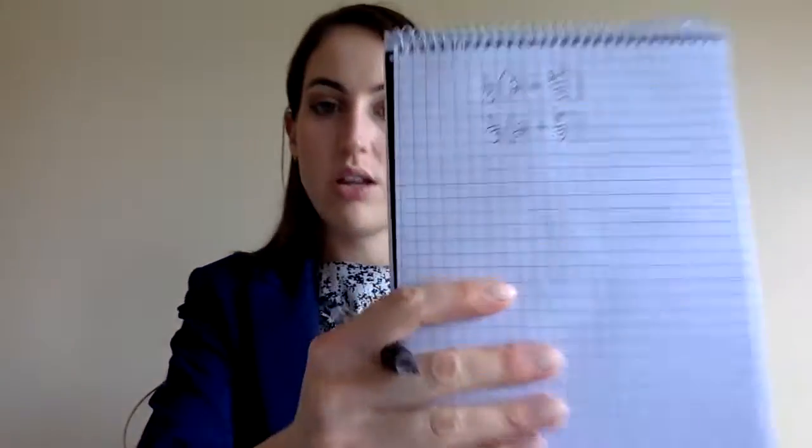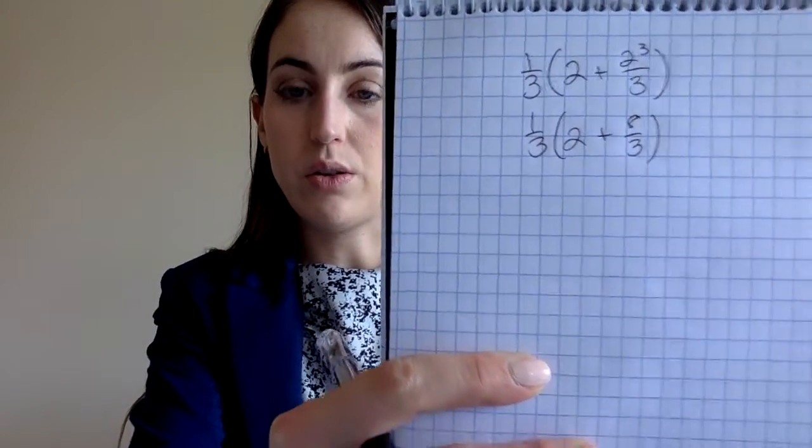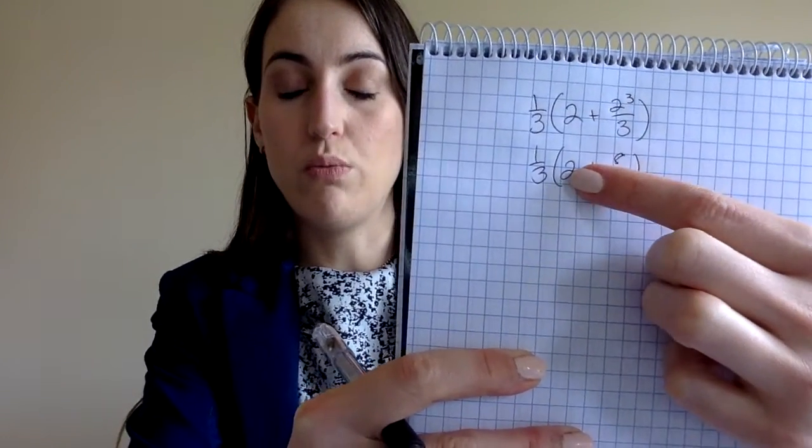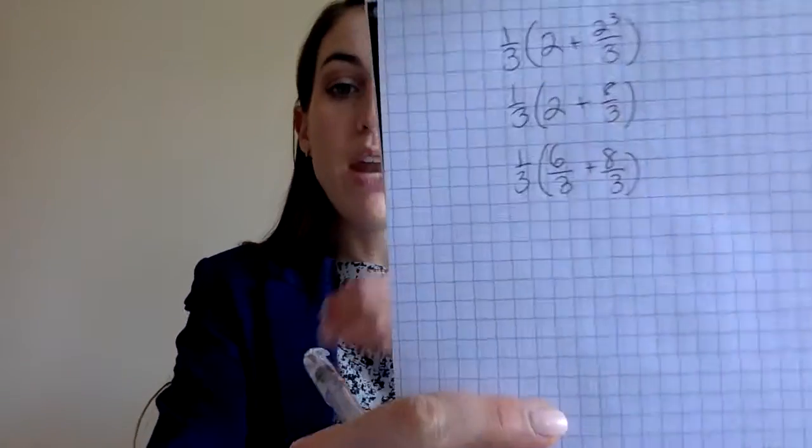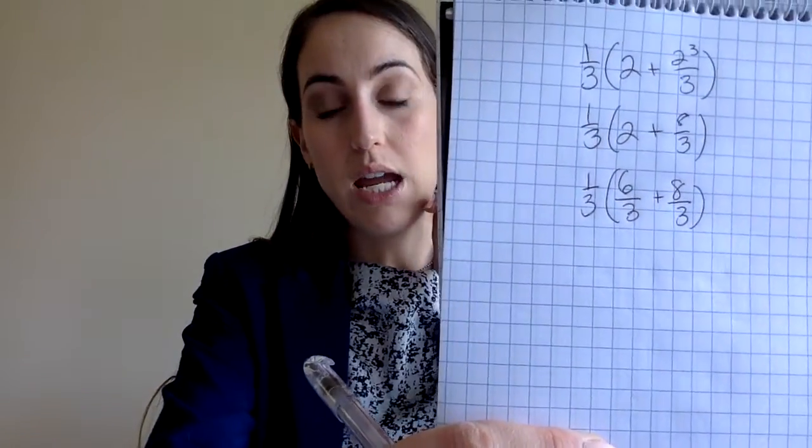So 2 cubed is 8, so we have 8/3, and 2 plus 8/3, we need a common denominator. So we multiply the 2 by 3 over 3, which gives us 6/3, and now those have common denominators, right? We can only add or subtract when we have the same denominator. So now we can add those. 6 plus 8 is going to give us the 14 over 3.